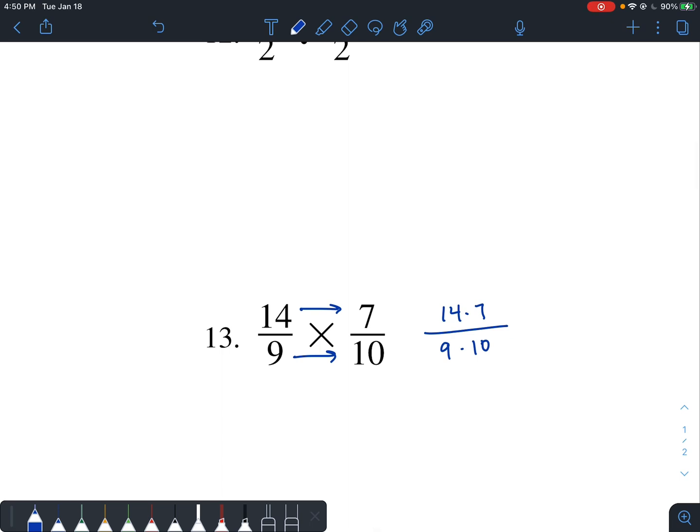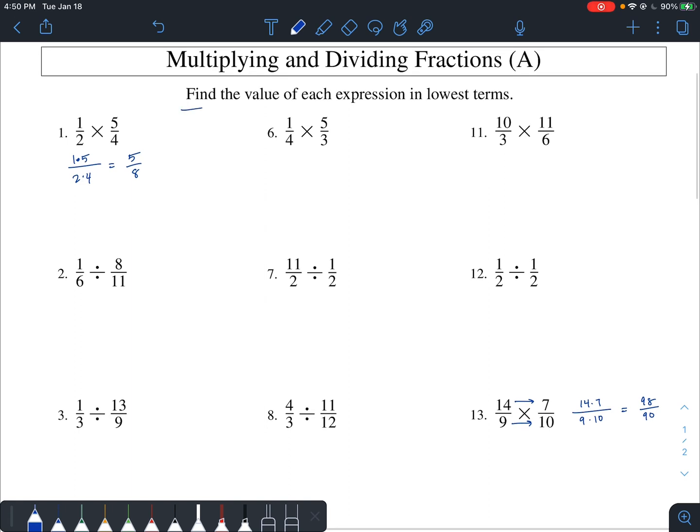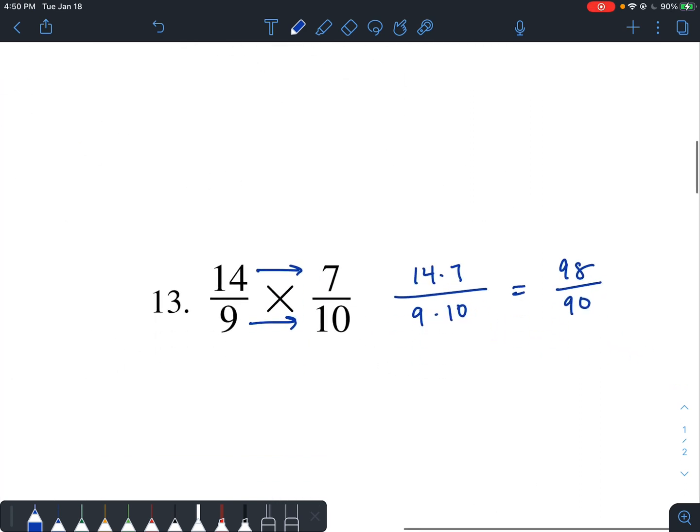So whenever we do that, 14 times 7. Let me pull up my calculator here. 14 times 7, we get 98 over 9 times 10, and that ends up with 90. Now, that is a fraction that can still be reduced. So here, when it says find the value of each expression in the lowest terms, that means we just want the fraction to be as simplified as possible.